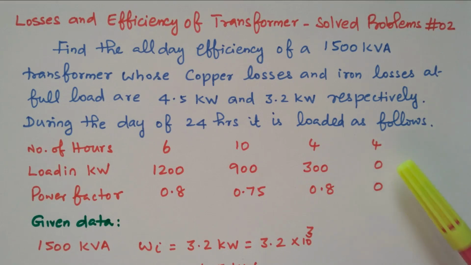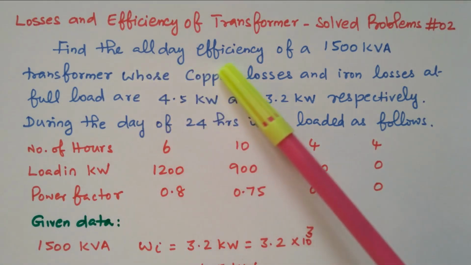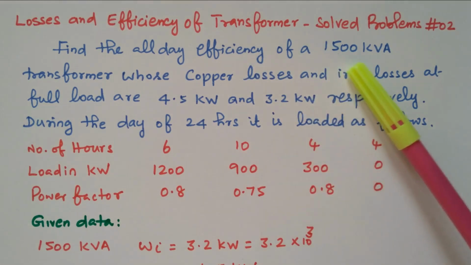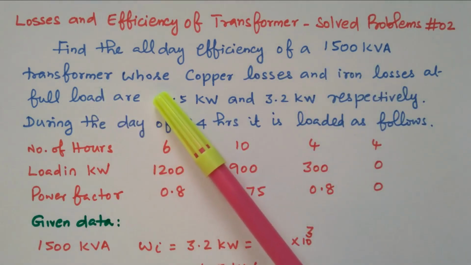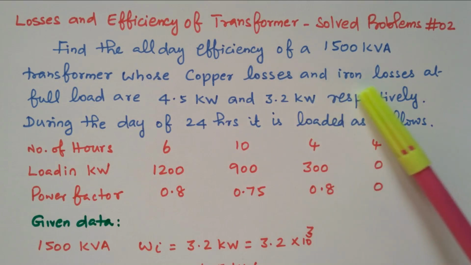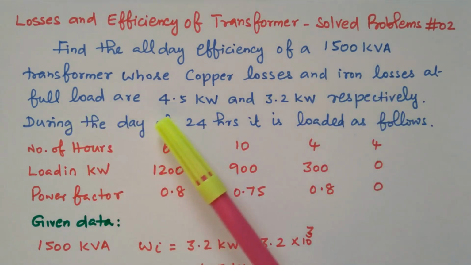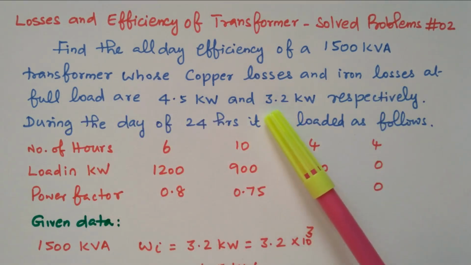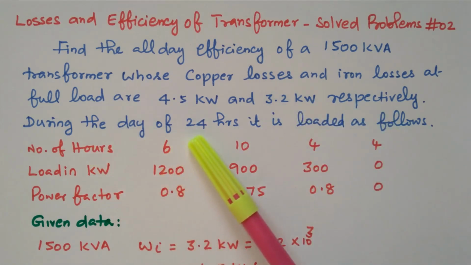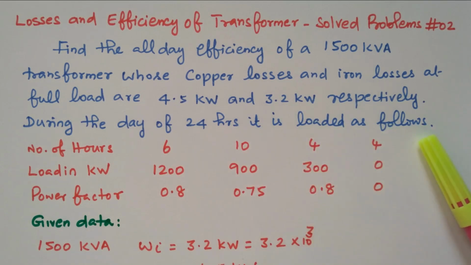Now we will go to the problem. Find the all day efficiency of a 1500 kVA transformer whose copper losses and iron losses at full load are 4.5 kilowatt and 3.2 kilowatt respectively. During the day of 24 hours, it is loaded as follows.